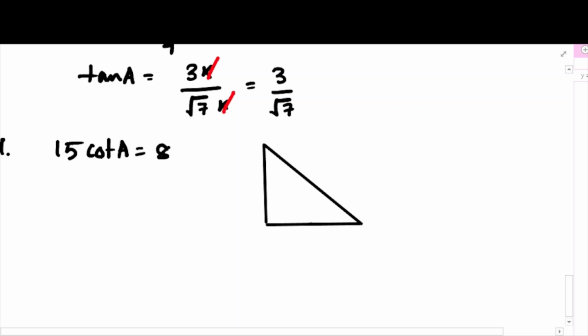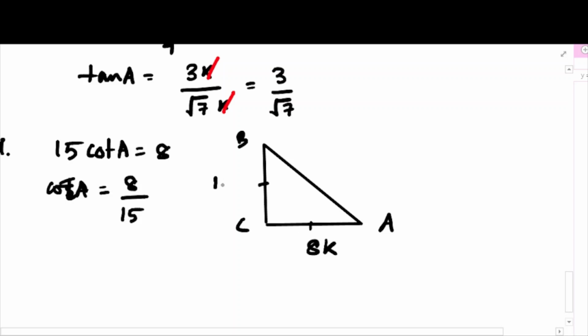cot A means base by perpendicular. So here I'm getting the value of cot A as 8 by 15, base by hypotenuse. If this is A, this is B, this is C, then the base is 8k and the hypotenuse is 15k, where k is not equal to 0 or plus minus infinity.